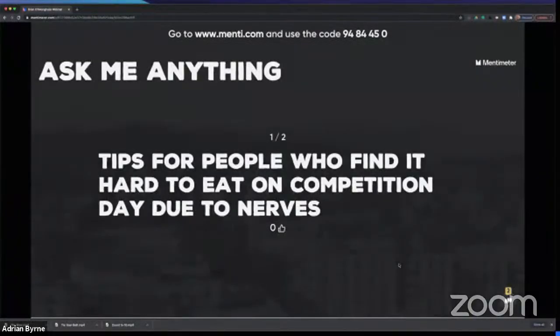Any tips for people who find it hard to eat on competition day due to nerves? Yeah, so this is very common, of course. What I mentioned already about the L-theanine in relation to nerves, and then you're going to have a much easier time digesting liquid calories than you are solid foods. So again, smoothies, shakes can be more useful in that context. Eating foods that you find more appealing at the time, that are generally easy to eat. So any of those competition day foods that I mentioned are generally easy to digest, easy to eat.